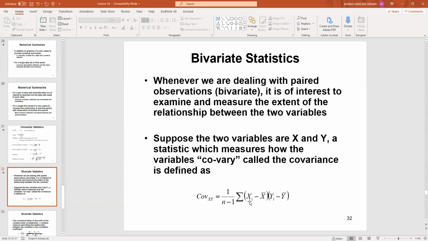Okay, so normally if the covariance between X and Y is positive, it means that when X increases, Y will increase as well in value. But if the covariance is negative, when X increases, Y decreases in value. However, the covariance does not tell us how strong the relationship between X and Y is. It just tells us how the two variables covary, whether they are moving in the same direction or in different directions, depending on whether the covariance is positive or negative.